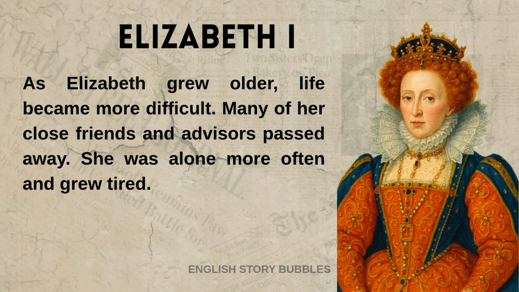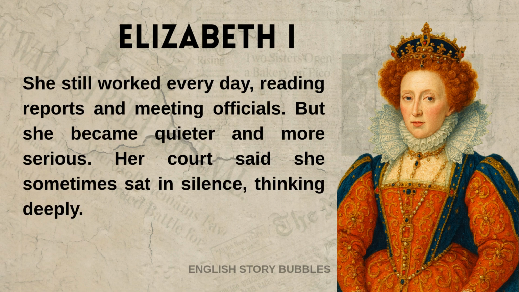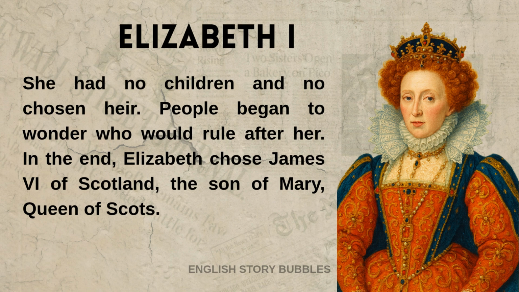As Elizabeth grew older, life became more difficult. Many of her close friends and advisors passed away. She was alone more often and grew tired. She still worked every day, reading reports and meeting officials. But she became quieter and more serious. Her court said she sometimes sat in silence, thinking deeply. She had no children and no chosen heir. People began to wonder who would rule after her.